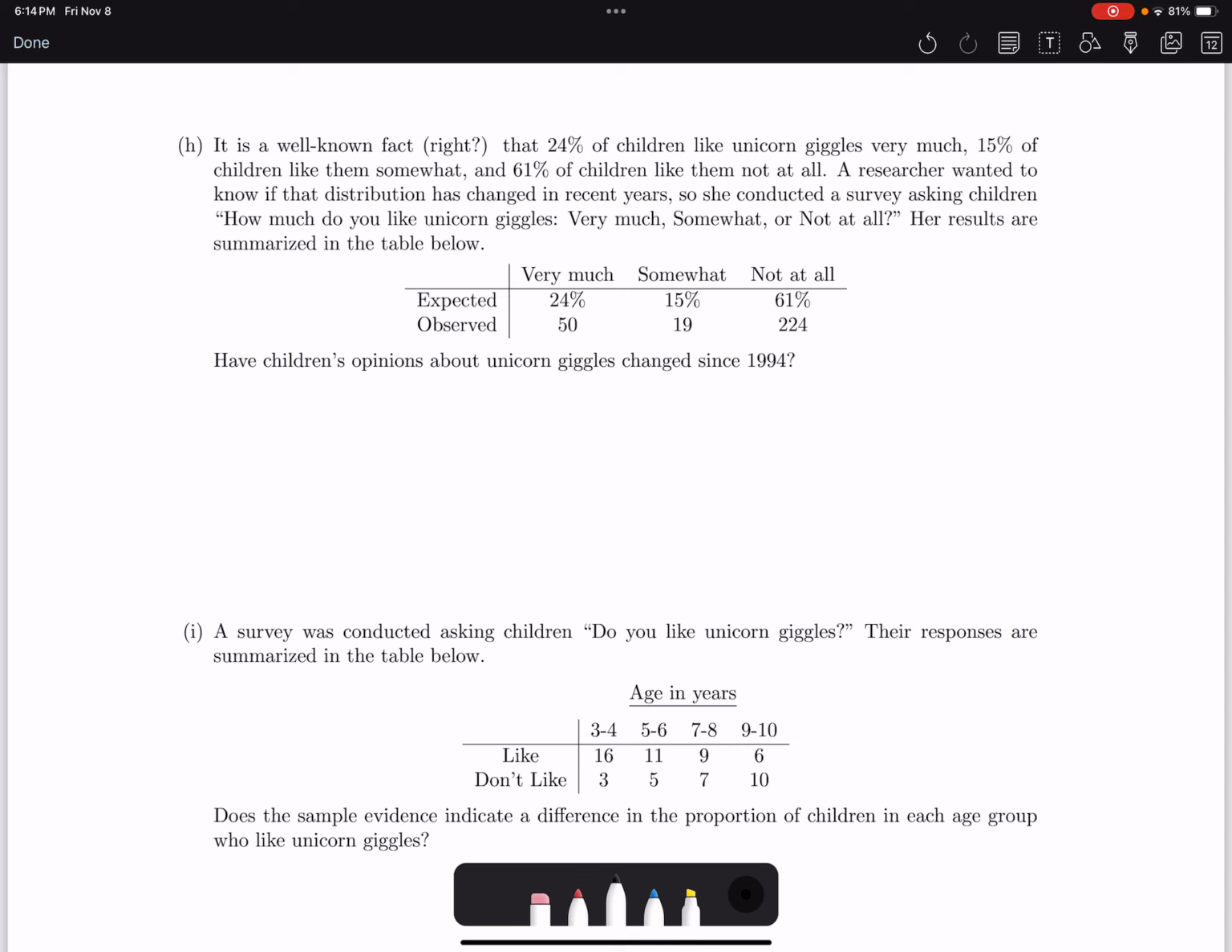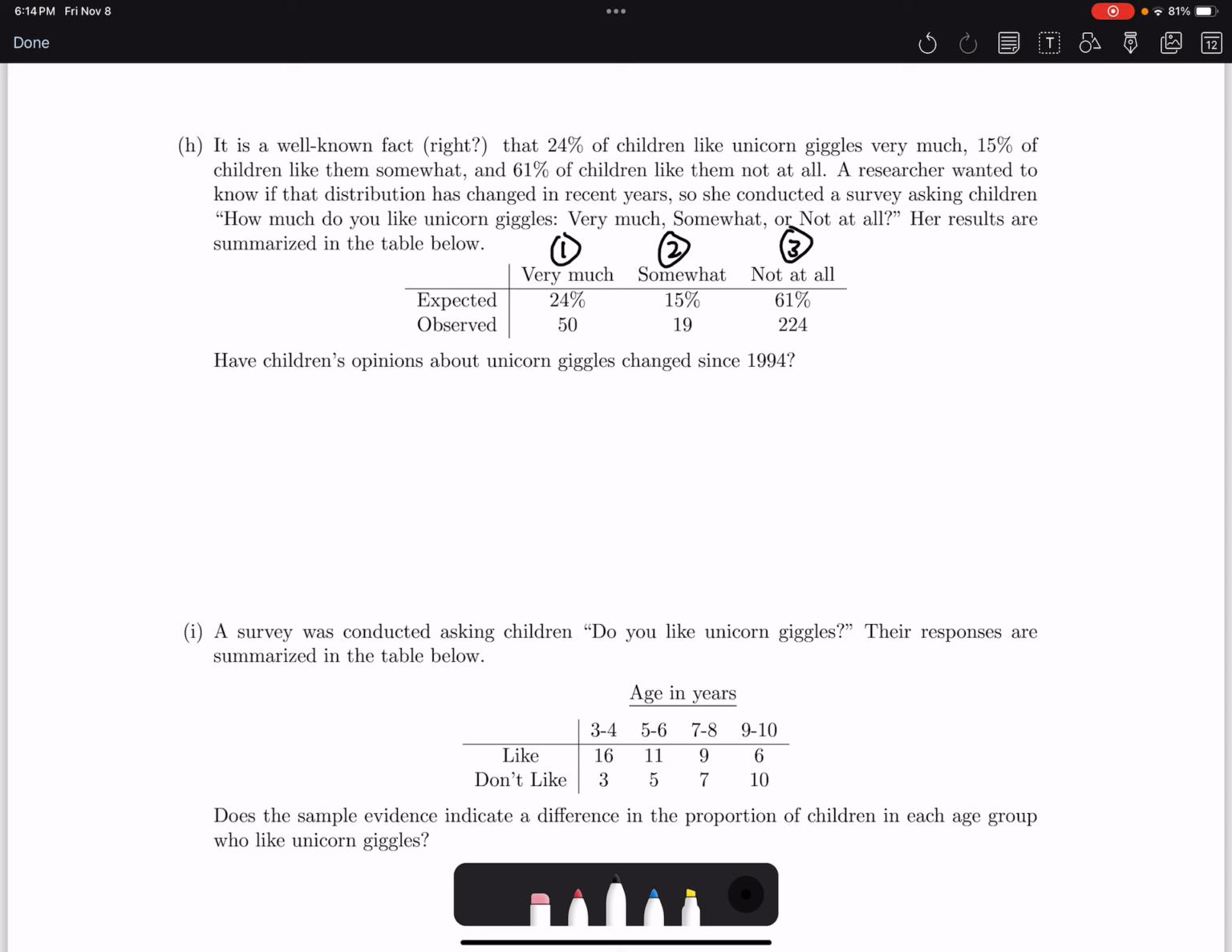It seems very clear, right, that we're looking at percentages, so we're going to be testing proportions. Now, the question is, how many proportions are we testing? And I'm looking at three percentages, 24%, 15%, 61%. So it seems like I'm going to be testing three proportions. I've got three categories, right? Category 1, Category 2, Category 3, very much, somewhat, not at all. And so I'm testing three proportions.